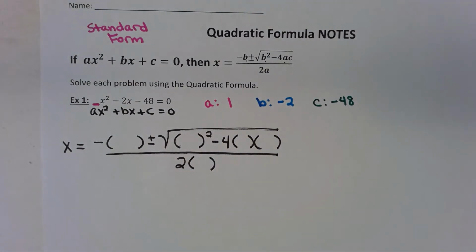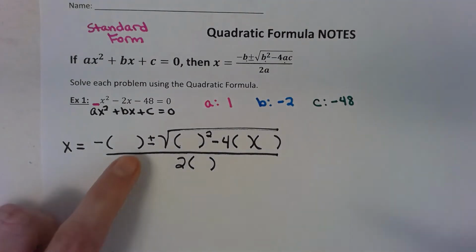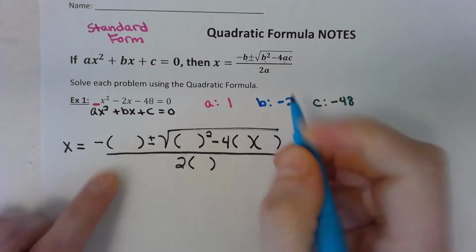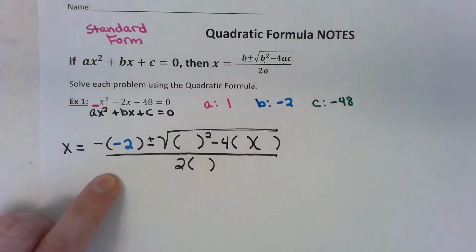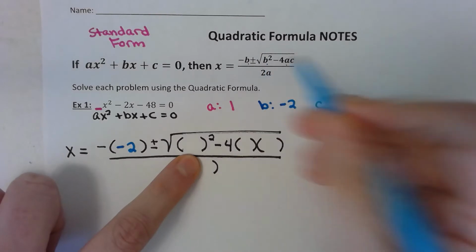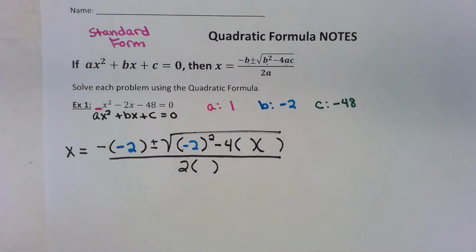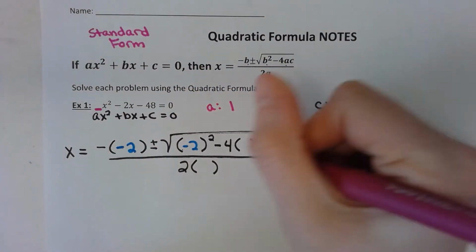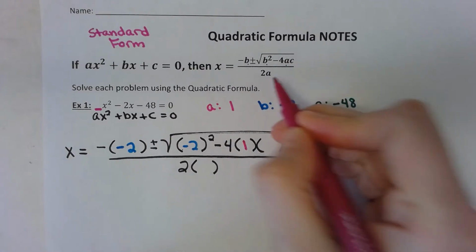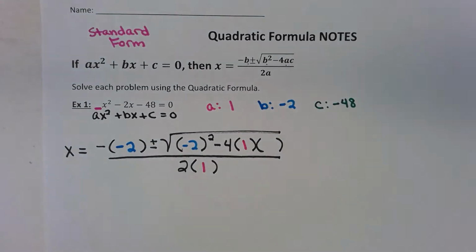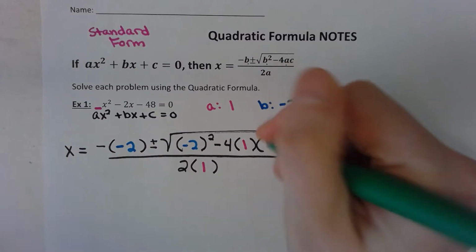And now we can plug in our values. If b goes in my first spot, make sure that you put the negative sign with that b value. Same thing right here. My b goes here. I need to put negative 2. Next is my a value. That's 1. I've also got another a value right here on the bottom. And then my c value, which is negative 48.